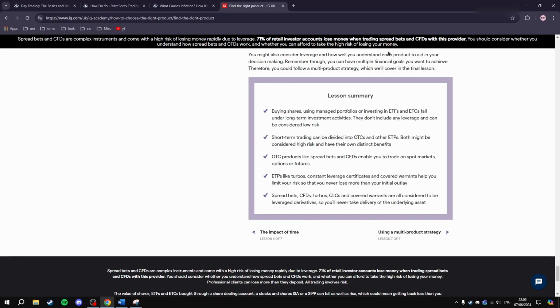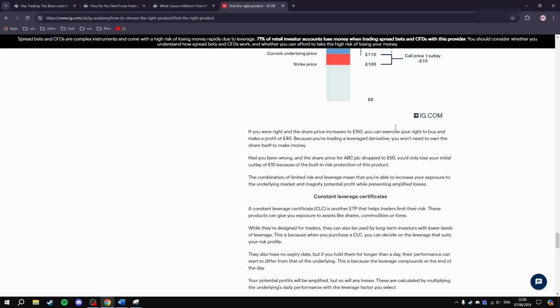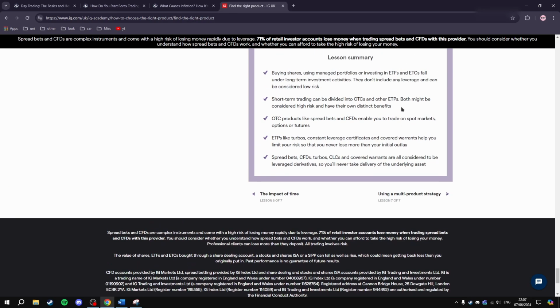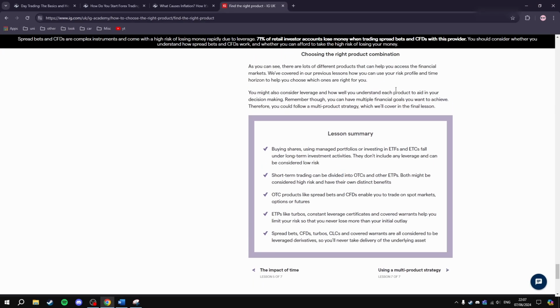Spread bets, CFDs, turbos, certificates, no, not certificate, what's it called? Constant leverage certificates. Constant leverage certificates are covered warrants that are all considered to be leveraged derivatives. So you never take delivery of the underlying asset. So you never own the underlying asset, basically.